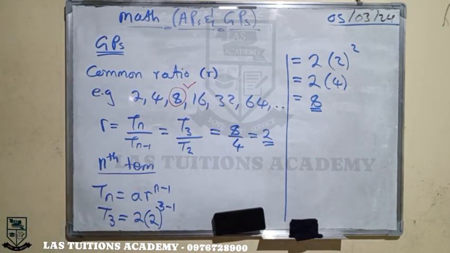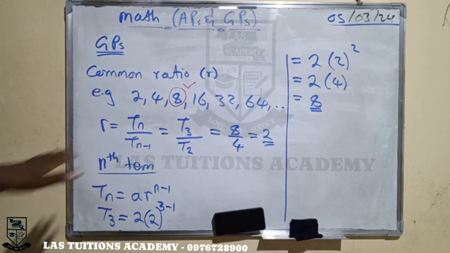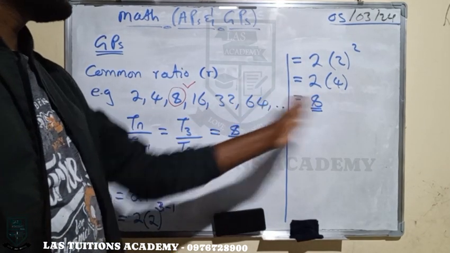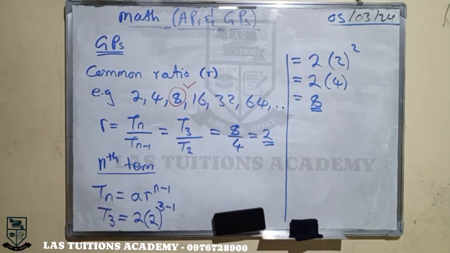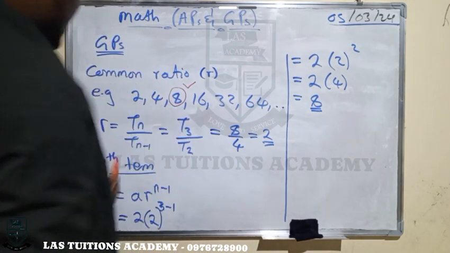So you can find any term here. Even the terms that are not here, you can find them using the formula. So that's how you use the formula to find the nth term. Any question? Any question on what we have done? No question. Thank you. So this is how you find the nth term.